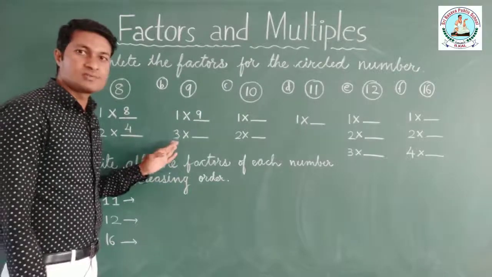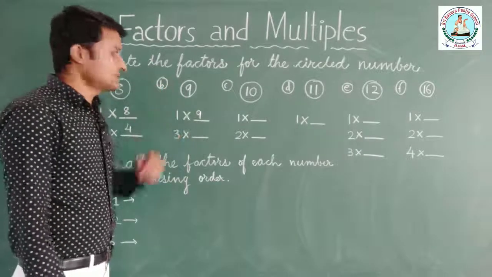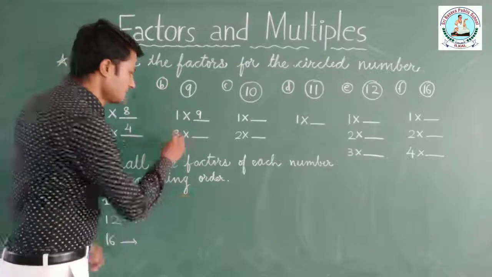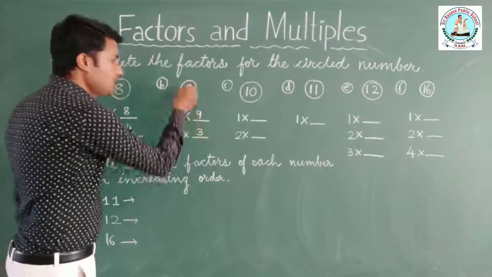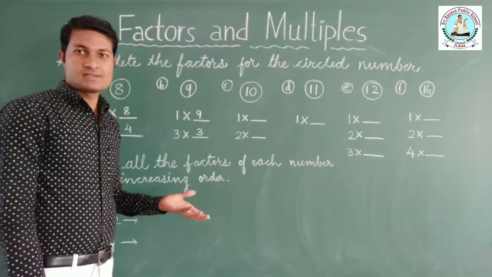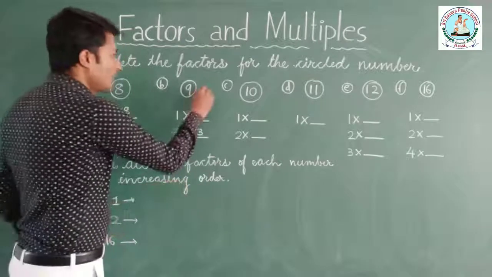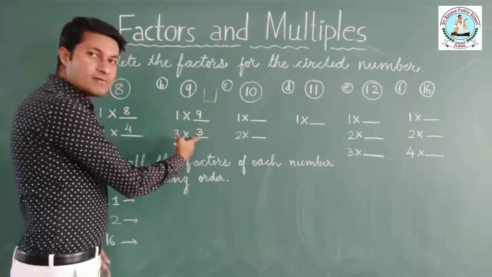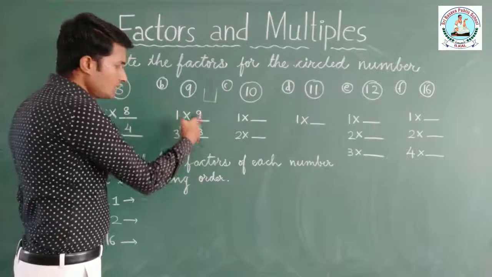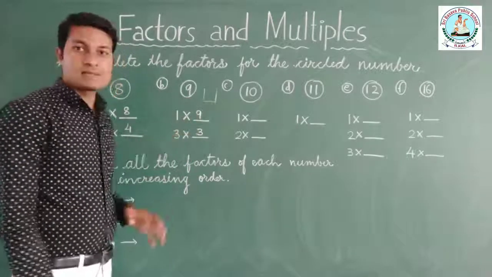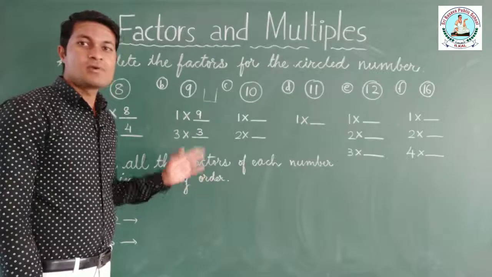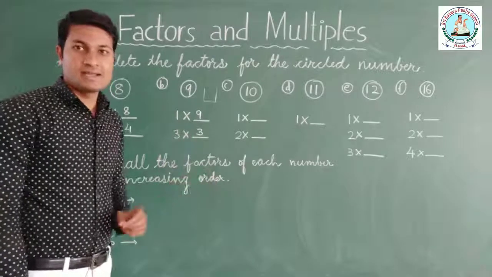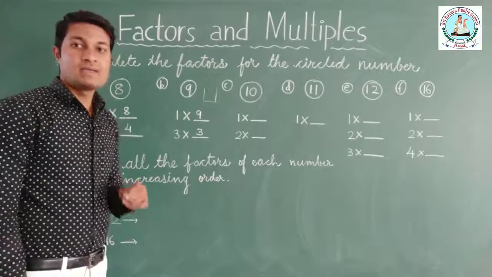Similarly 3, so 3 times what is 9? That is 3 times 3 is 9. Now tell me the factors. Just follow the U pattern. The U pattern is this: 1, 3. 3 is already covered, so 1, 3, 9. So 1, 3, 9 are the factors of 9, because 1, 3 and 9 will divide 9 exactly without leaving any remainder.